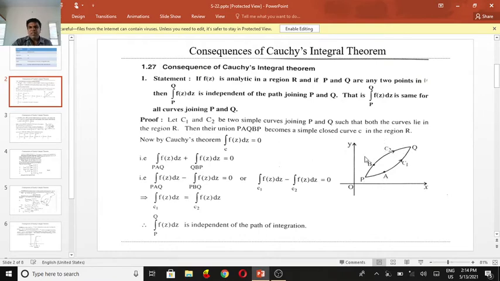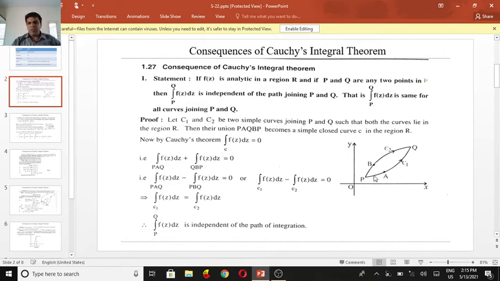Then the union PAQBP, observe the direction, becomes a simple closed curve in the region R. Now, by Cauchy's theorem, known from the previous slide, the integral of f of z dz equals 0.